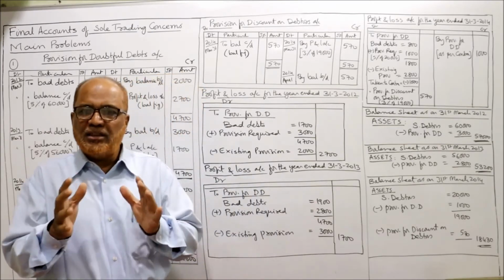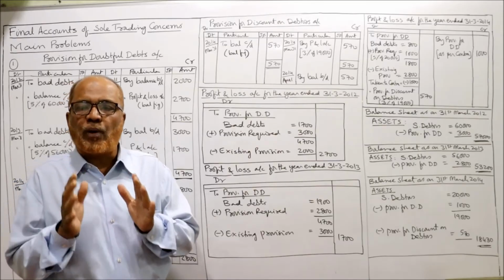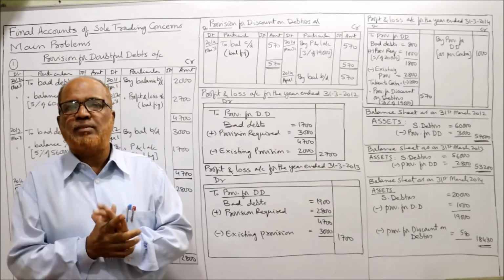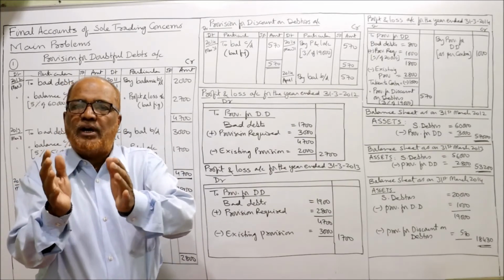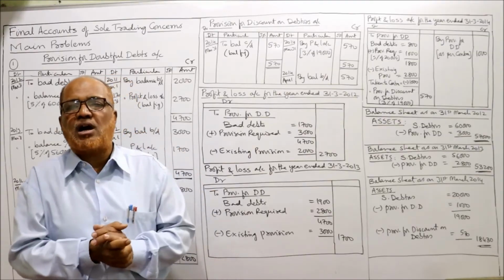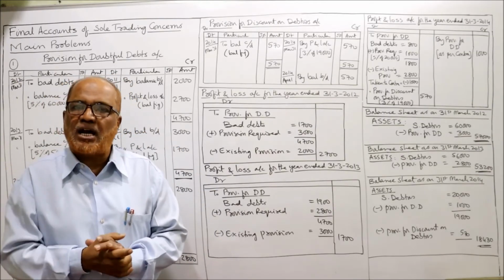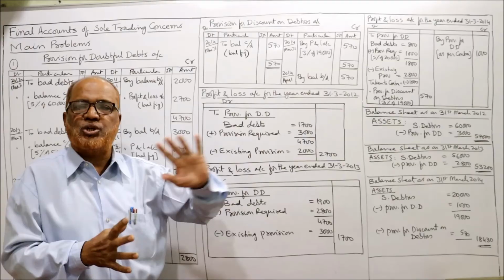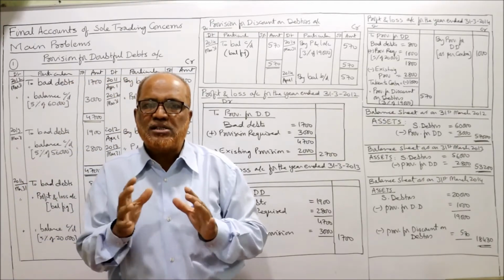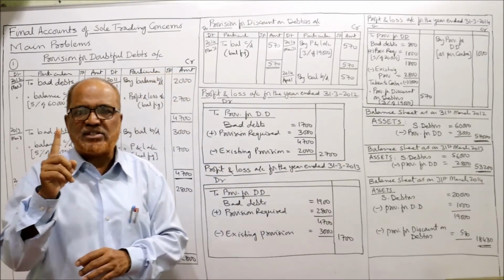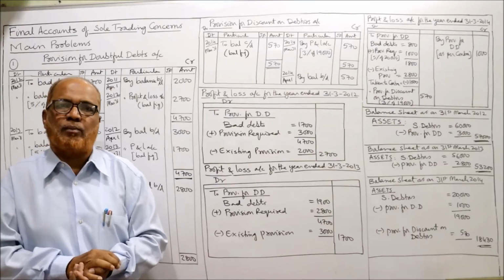That's all. So in this problem we have seen how the provision for doubtful debts account is maintained, how the provision for doubtful debts will be shown in the profit and loss account, and how the sundry debtors will be shown in the balance sheet. That's it. So this is the completion of the very first main problem.